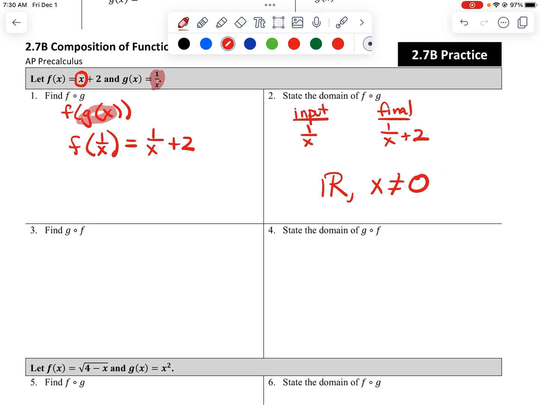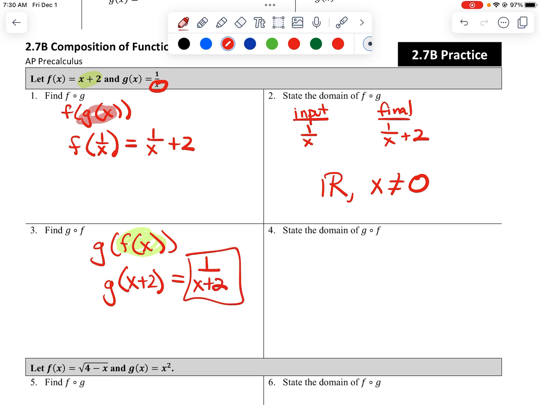So let's try going the other way here. The second one says find g of f of x. So now I'm going to take my f of x right here and substitute it in. So this is g of x plus 2. Now I go to my g function up there, and I replace the x with x plus 2. So there's our equation right here, our answer.